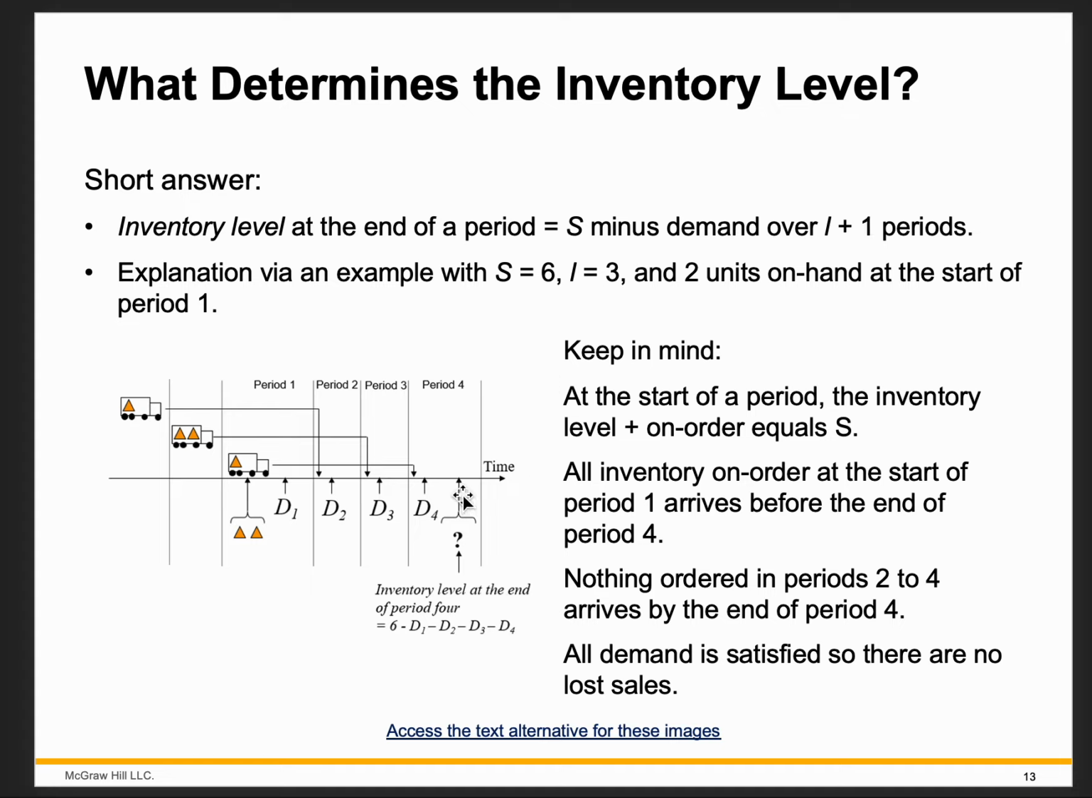The reason for that is, what is the inventory level at the end of period 4, for example? Let's say that the base stock level is 6, lead time is 3, and you have 2 units on hand at the start of period 1. What will your inventory level be at the end of period 4? Well, at the start of a period, the inventory level plus on order always equals S, because you're always bringing your inventory position up to capital S. So at the end of every period, your inventory position comes back to capital S all the time.